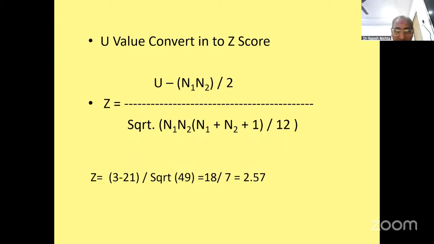Or P is more than 0.05. Give me the answer. In this case, Z is more than 2. So what do you think? P is less than 0.05 or more than 0.05?